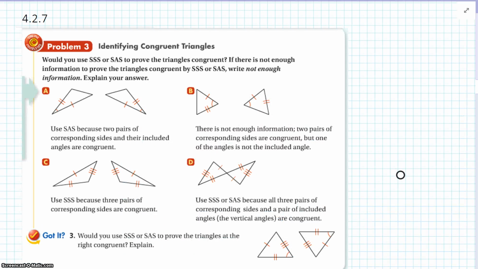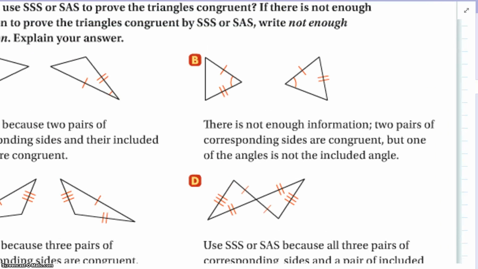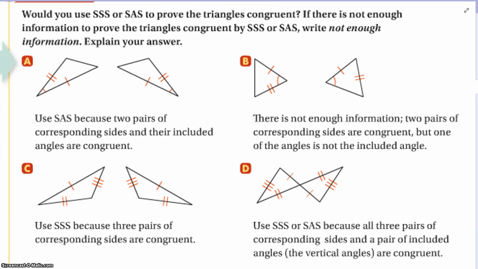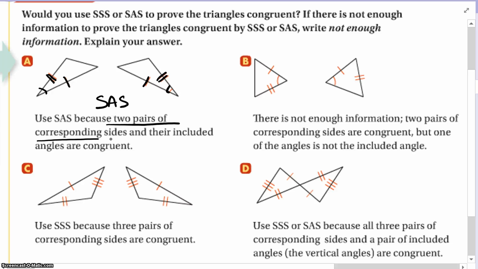So, problem 3, identifying congruent triangles. Would you use side, side, side, or side angle side to prove congruency? If there's not enough information to prove congruency by side, side, side, or side angle side, not enough information. All right, so here I got a side, an angle, a side, and a side. Yes, side angle side, because two pairs of corresponding sides and the included angle are congruent.